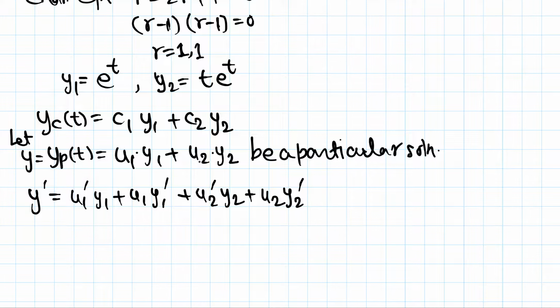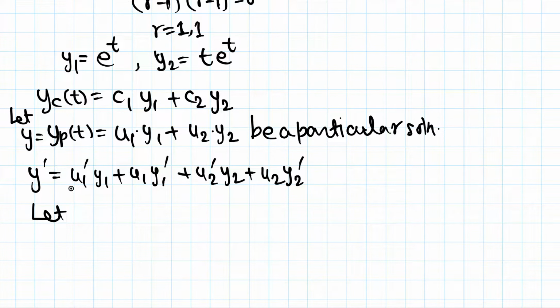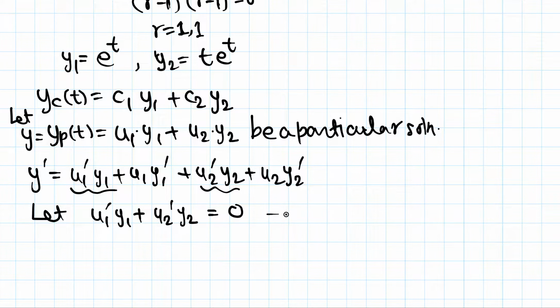That means we have two unknowns, u1 and u2, but only one condition to satisfy. Whenever we find two unknown variables or two unknown functions, if we have two conditions, then generally we get unique solutions. Here we got two unknowns but only one condition. That means we can get another condition for free. To make our life easier, because u1 and u2 are unknowns, I'm going to take this one plus this one equals 0. That's another condition: u1 prime y1 plus u2 prime y2 equals 0. And this is possible. We could have set another term to 0, but that does not help because our unknown is u1. So when we put y prime here, that makes our life easier.